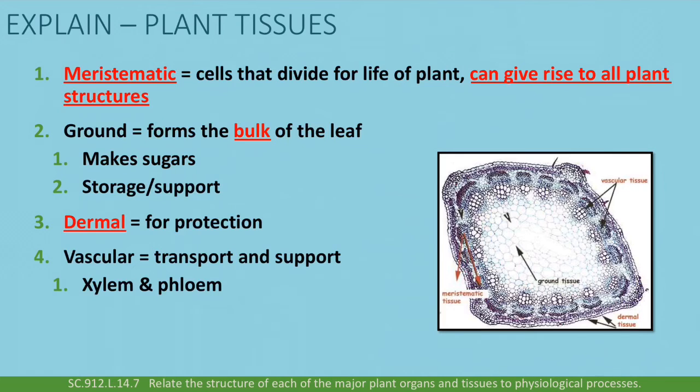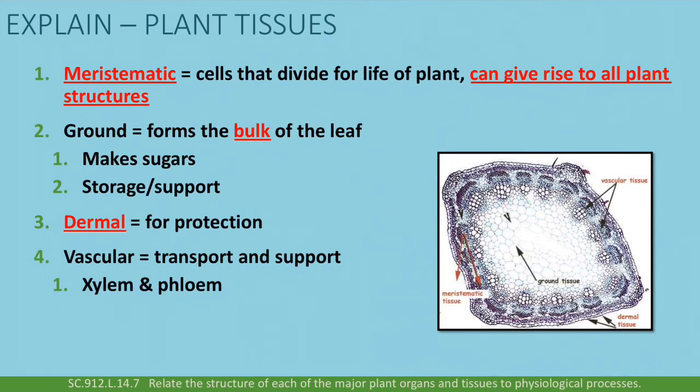Next up, you have your ground tissue or your ground cells, and they form the bulk of the leaf. I know it sounds weird. You would think that the ground tissue forms the bulk of the root, but that's just the name and style of the tissue that makes up the bulk of your leaves. What your ground tissues do is they make sugar, and they're used for storage and support.